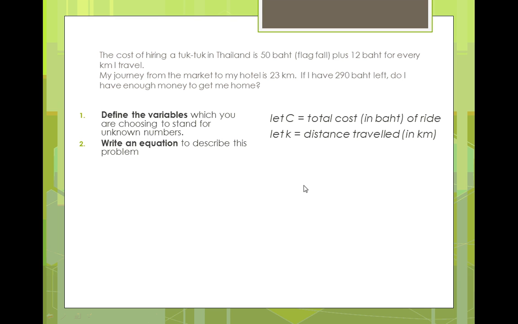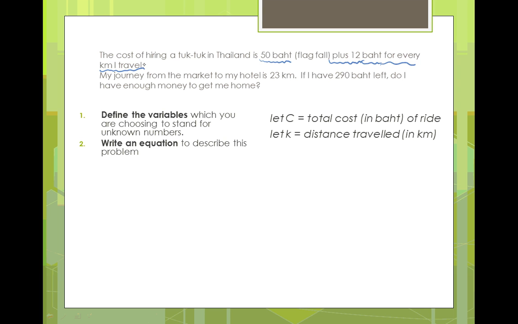Okay, next step, I need to write an equation to describe this problem. So that involves me going back up to the original question. We know that we've got some values here which are pretty important: 50 baht, 50 plus 12 baht for every kilometre that I travel. So what does that mean?